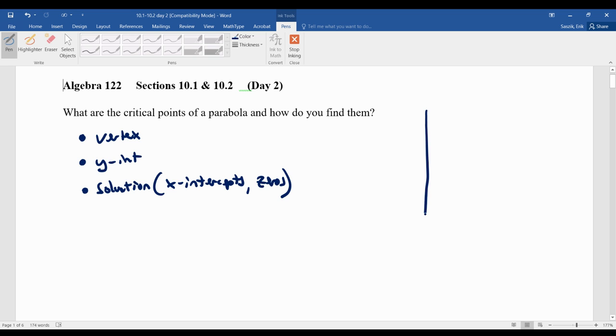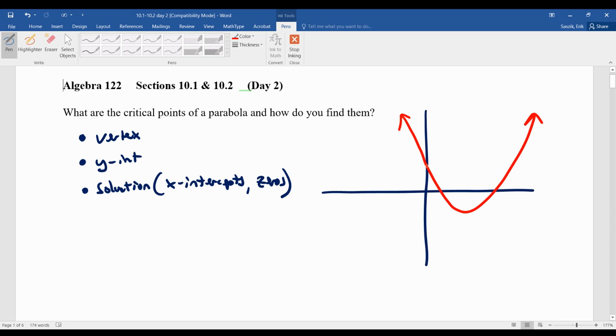Let's see here. Here is a parabola. There's the y-intercept. There are the solutions. And here is the vertex. Again, the axis of symmetry would be a vertical line that goes down through that vertex.